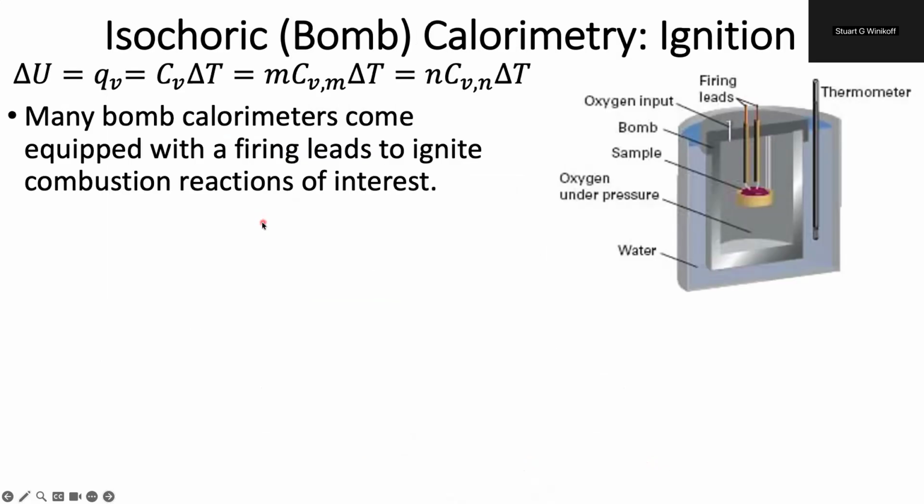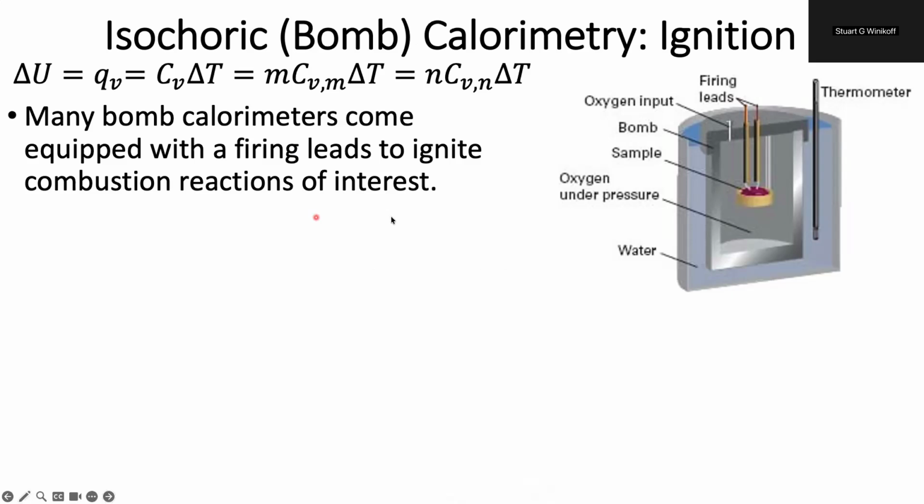The problem here is that one of the most common uses of a bomb calorimeter is to do a combustion reaction. For example, this was the original way in which we would determine the caloric content of food. We'd put dried food items in a bomb calorimeter, fill it full of oxygen, and set fire to it, and then figure out how much energy was transferred into the water. The problem is you need a way to set fire to these items.